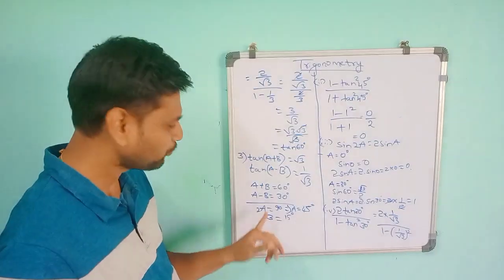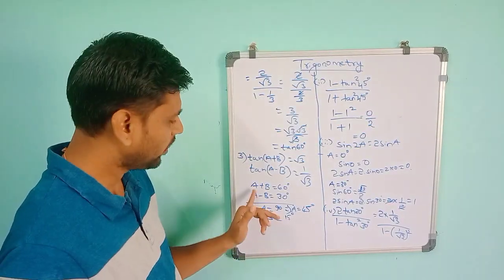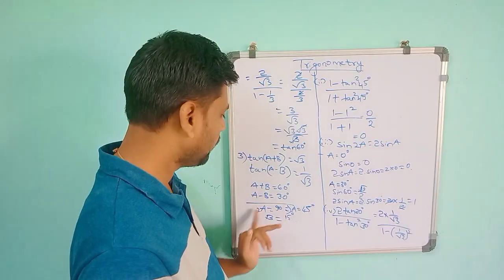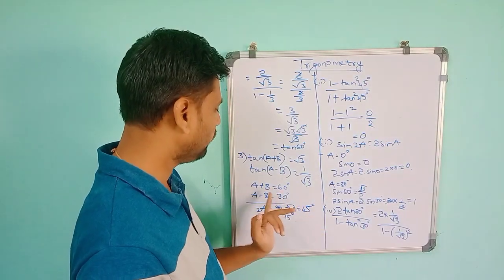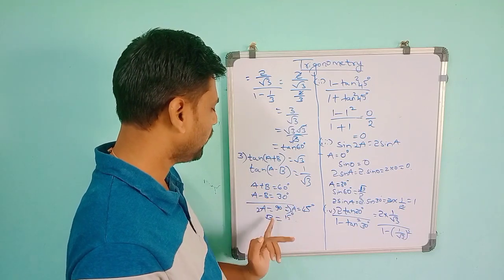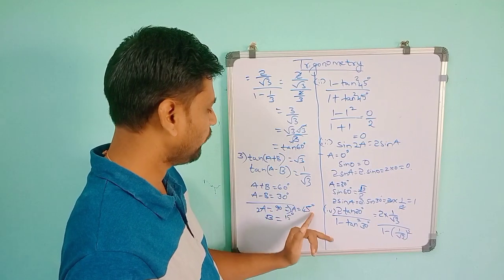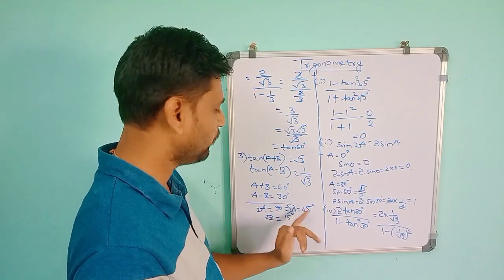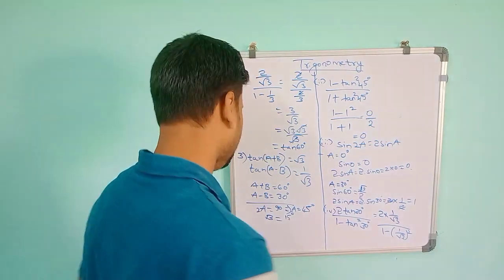Like that, if you add these, A plus A is 2A, then B minus B gets cancelled, 90. Remaining, A is equal to 45. If you put this value in, B comes to this side: 60 minus 45, 15. So the B value will be 15. So 45 plus 15 is 60, 45 minus 15 is 30. So A plus B and A minus B are as required.